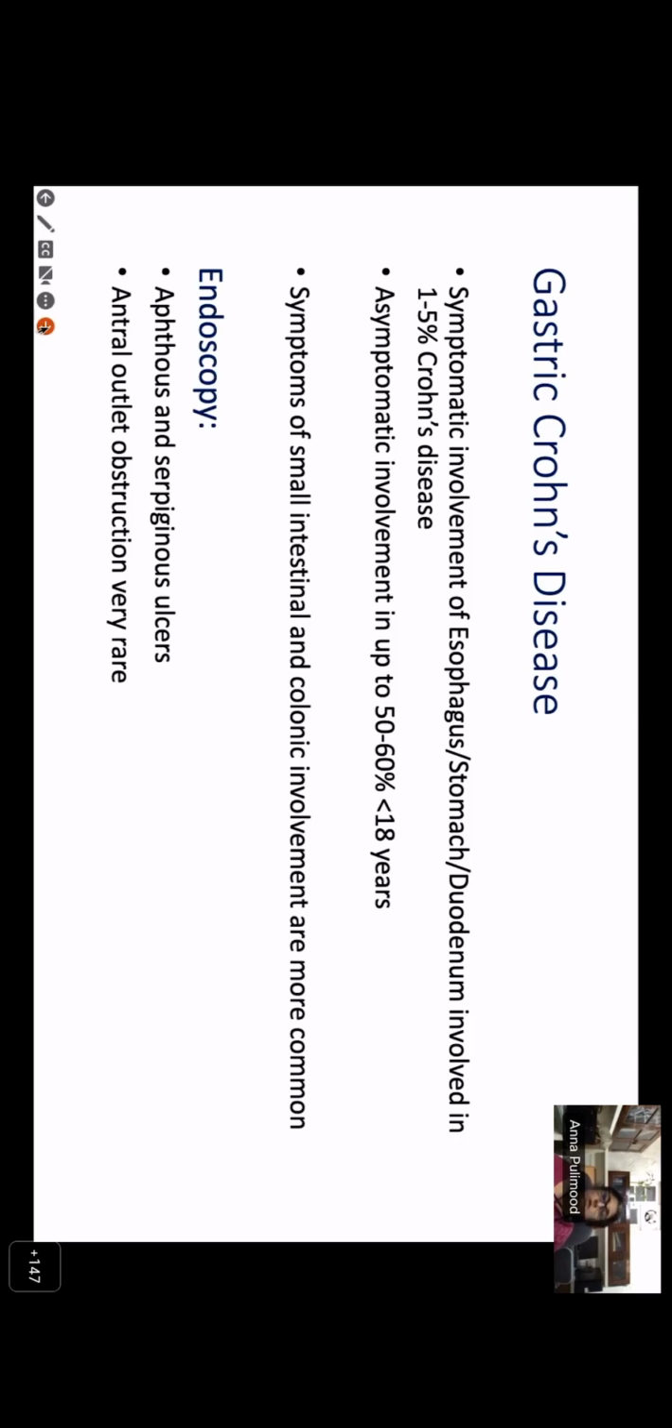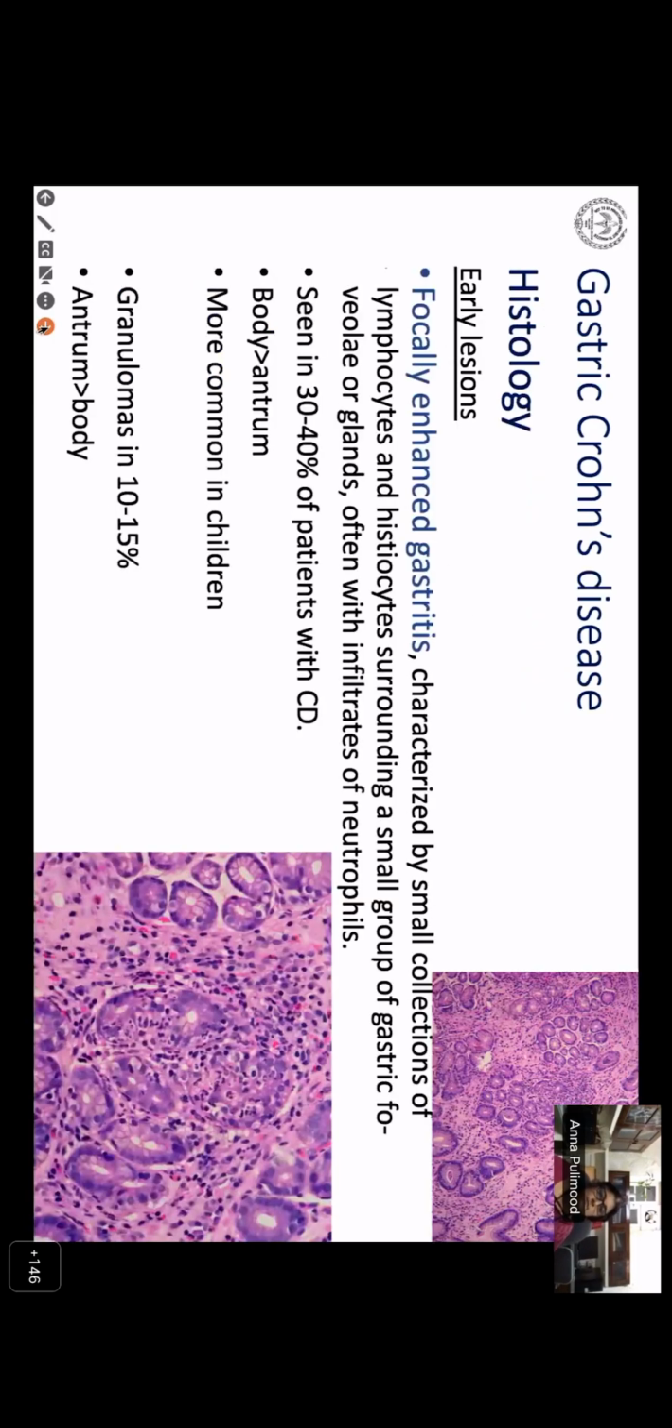On endoscopy, you may get aphthous ulcers at an early stage, but actually at the early stage, you don't get any change at all. Only in very, very few patients, you get ulcers, and then in end-stage upper GI involvement, you get antral outlet obstruction. So the most common and early lesion in Crohn's disease in the stomach is focally enhanced gastritis.